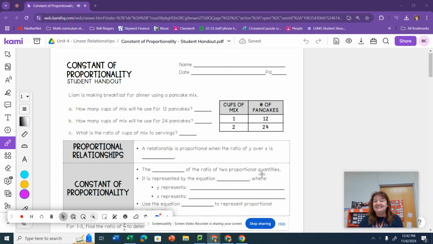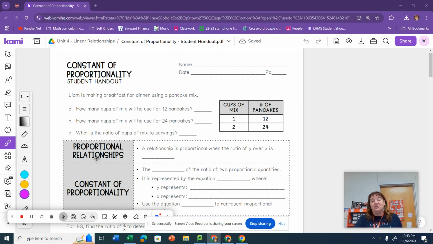Hi guys, today's lesson is constant of proportionality. You need your handout, your binder, and you need to open this up. So make sure you have that. If I go too fast, just stop the video and write. You can do that. I'll also be asking you questions. This is on Edpuzzle, and so it will be graded.